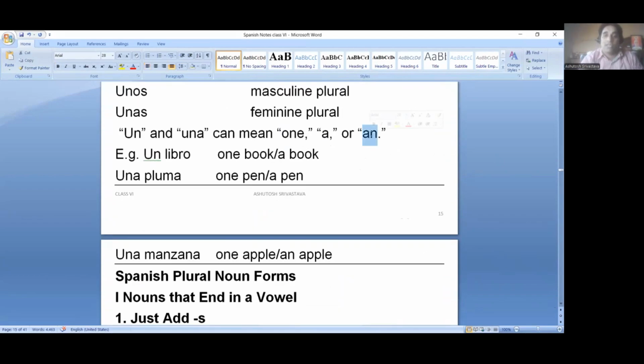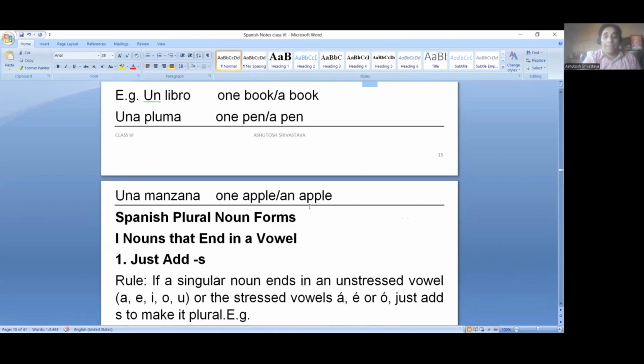The word an does not exist as a separate form in Spanish. One book or a book, un libro. One pen or a pen, una pluma. One apple or an apple, una manzana. Use bolígrafo or boli, but it is not recommended to use pluma, because pluma used to mean fountain pens, which are not very common nowadays. Okay, students, thank you.